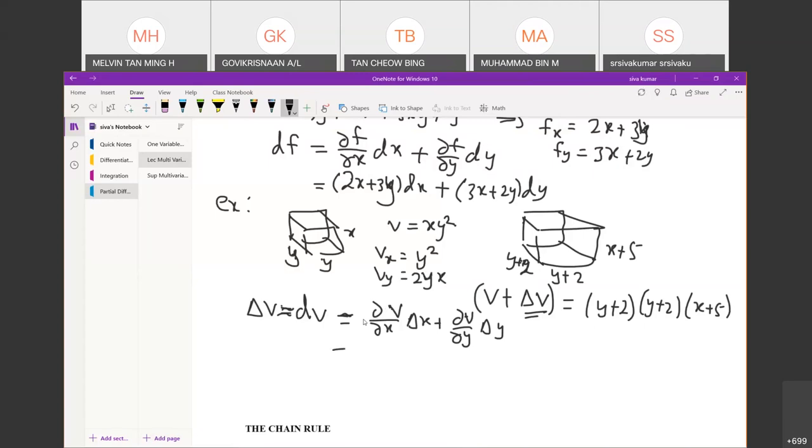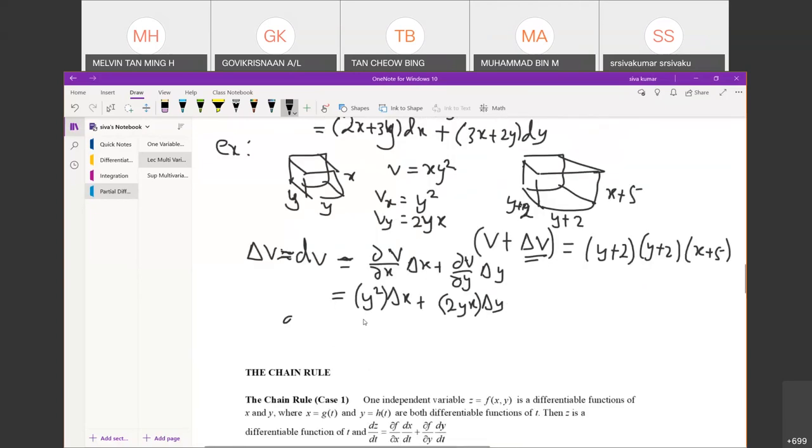Now, let me put it inside. Very straightforward, you see, it's y squared. What is del v? No, don't change yet. We go on very simple first. dv, what is the dv here? Vy is 2yx, del y. Simple. Now we're going to make a change. What is the change that I made for the x here? 5, 2. This is the change that I made here.